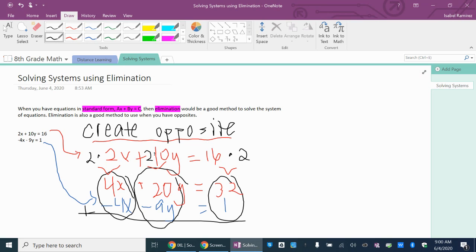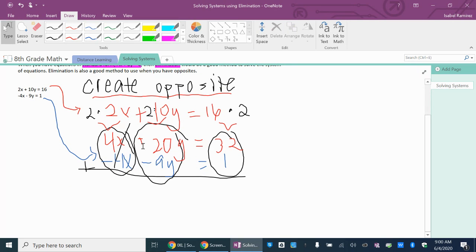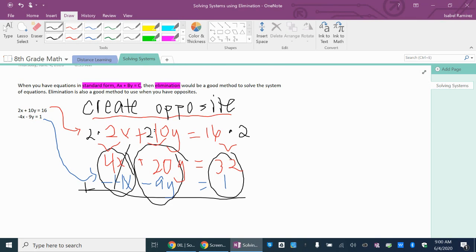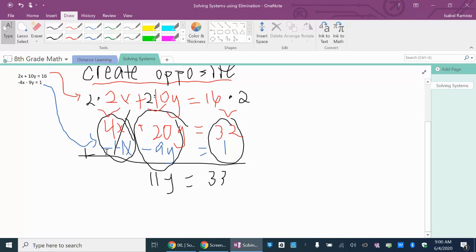So 4x plus negative 4x, those are opposites, so they cancel out, they eliminate. And then we have 20y plus negative 9y. Ooh, that is 11y. And then 32 plus 1 is 33. And now what ends up happening when we have elimination is one of the variables will cancel out. In this case, my x is canceled out. And then I have y. That should always happen. One of the variables should cancel out, and you should still have the other variable.